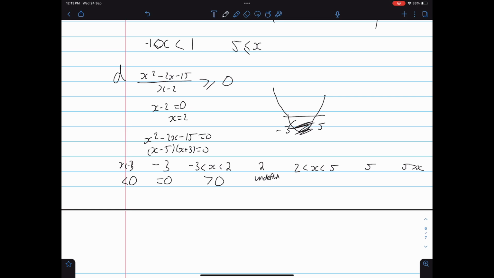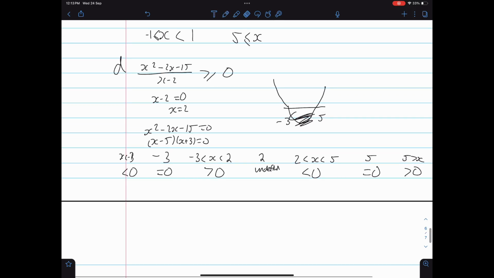Between 2 and 5, let's see, 3 minus 2 or whatever, that's positive, but on top we're still in the negative region, so it'll be less than 0. At 5 it's equal to 0, and for x greater than 5, we know it's going to be greater than 0. So we want negative 3 less than or equal to x, strictly less than 2 because that's an undefined point, and then x is greater or equal to 5.